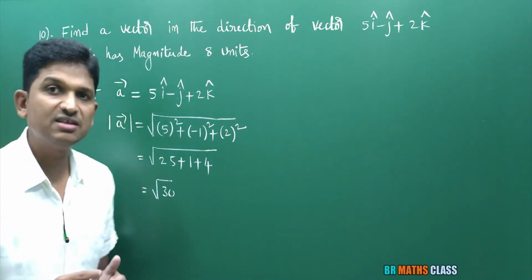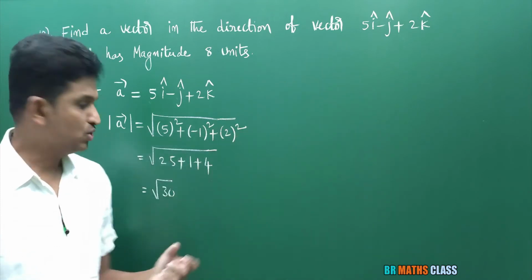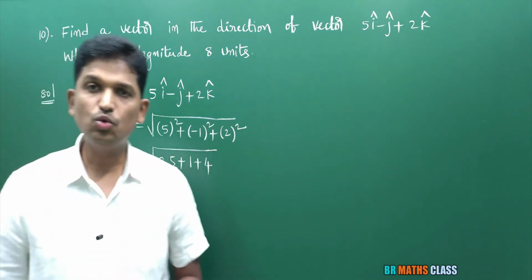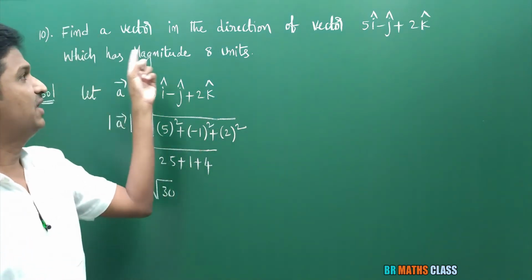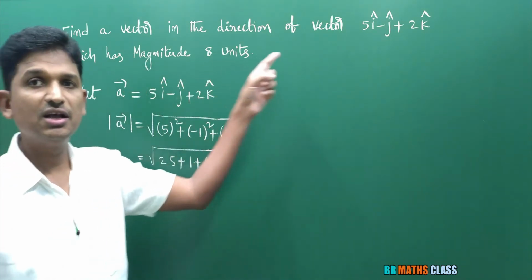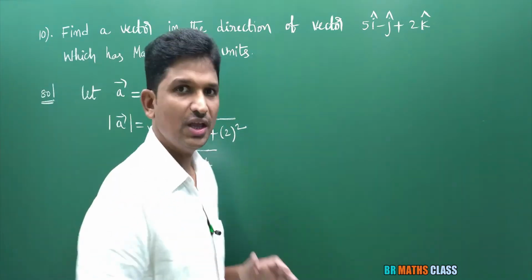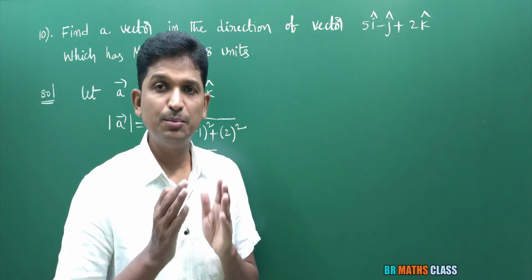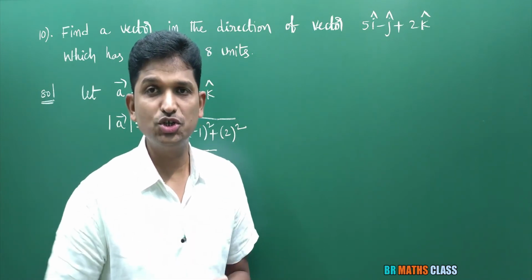Okay, one thing is clear. The given vector's magnitude is root 30. What do you want to calculate? You need to find a vector in the direction of a bar. Here I'll explain a few things. Please understand this, and later we'll continue the solution.